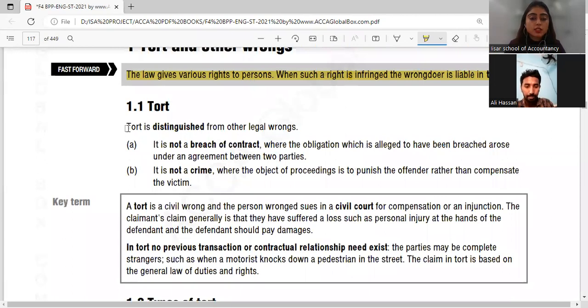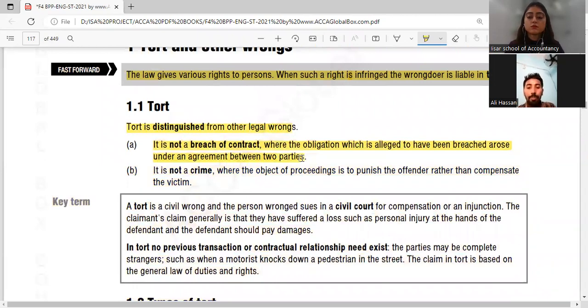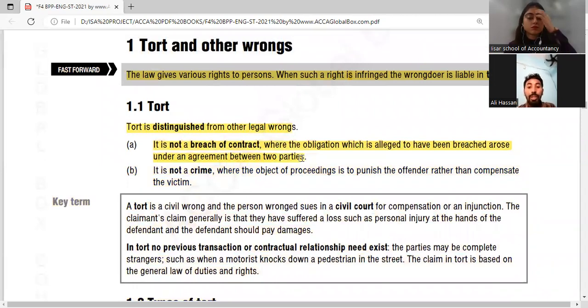Please read, tort is distinguished. It is distinguished from other legal wrongs. A, it is not a breach of contract where the obligation which is alleged to have been breached arose under agreement between two parties. And second point is, it is not a crime where the object of proceeding is to punish the offender rather than to compensate the victim.